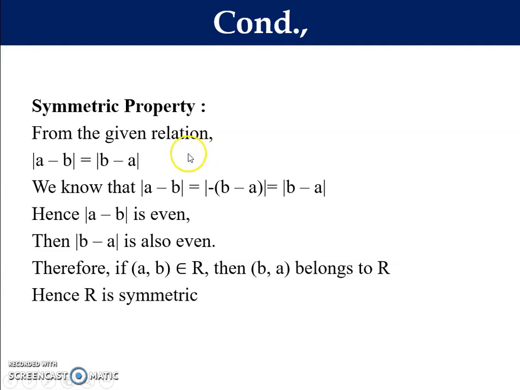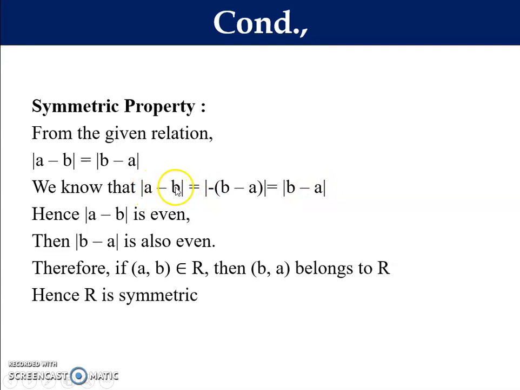Next, we have to check for symmetric. From the given relation, |a − b| is equal to |b − a|. Here, from b − a, I have to take the minus outside. When you take the minus outside, it is −(a − b), and the minus will disappear since it is in modulus. So it is nothing but |a − b|.